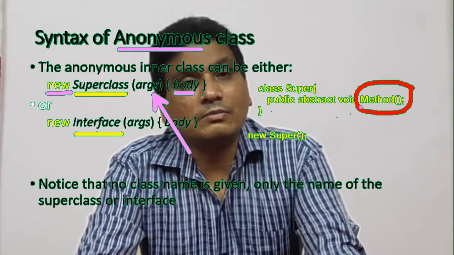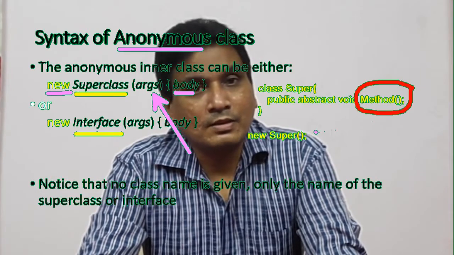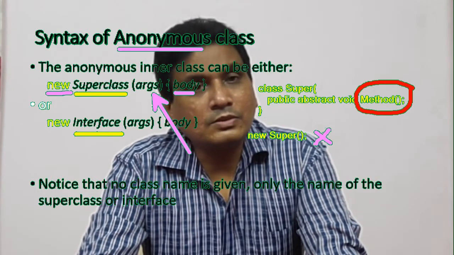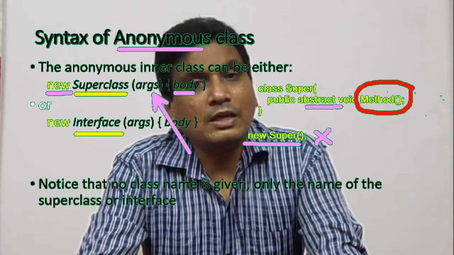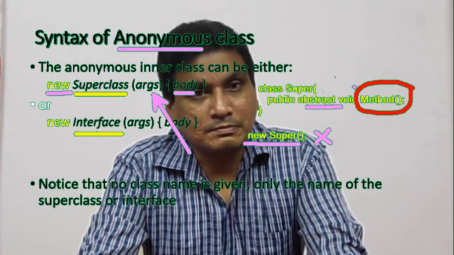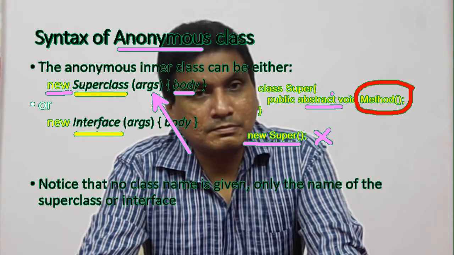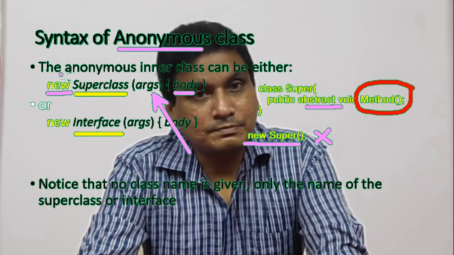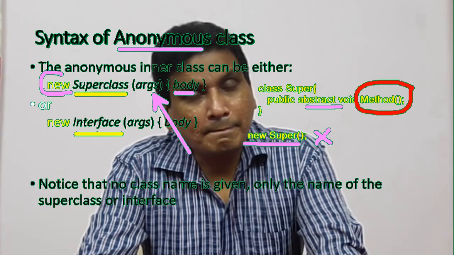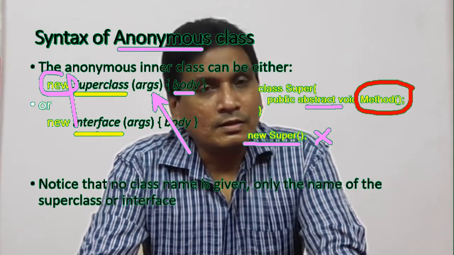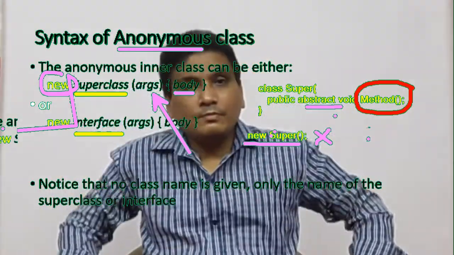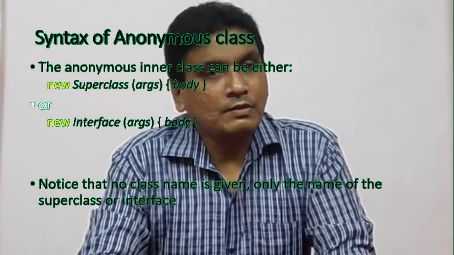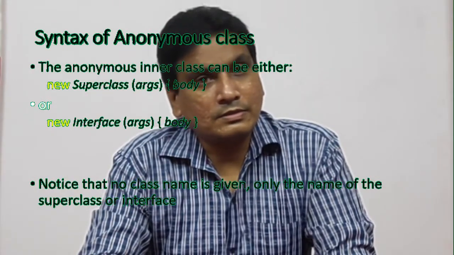Remember, this thing is not possible. The reason why I cannot instantiate this particular class is that this method is an abstract method. So you need to have an implementation for that method. So when you try to create a new instance of this superclass, you need to supply the implementation for that method.